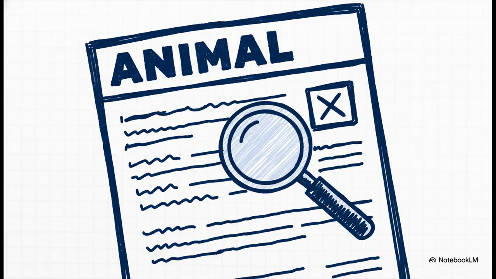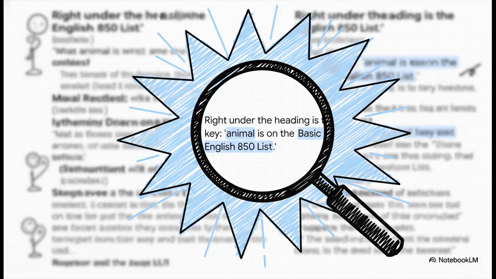So, we're back at our source, the Simple English Wiktionary page for animal. At first glance, it looks like any old dictionary entry. But buried in the text is one small line that changes everything. And there it is, right there under the main heading. Animal is on the Basic English 850 list. I mean, it's super easy to miss, but this one sentence, this is our central clue. It tells us that the word animal belongs to a very specific and very exclusive club.